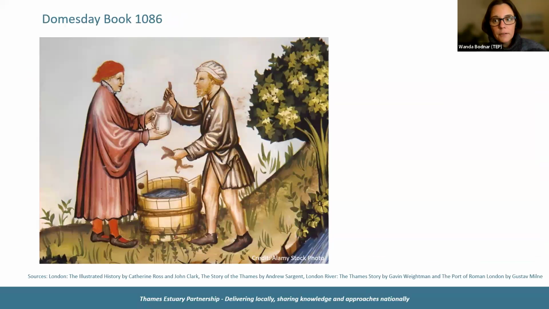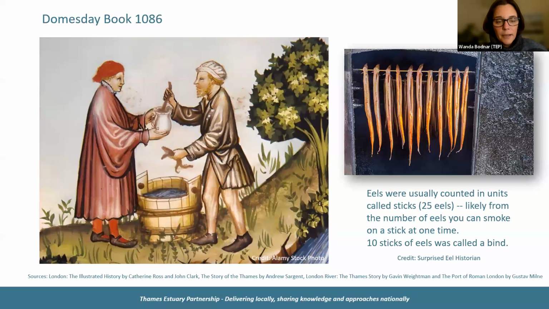Then enter William the Conqueror, the first Norman king of England, who ordered the collation of the Domesday Book. This book recorded the number of households, economic resources, who owned the land, the tax paid for by almost every settlement in England, and a form of payment were eels, especially by fisheries and mill owners. Evidence shows that rent was paid in more than 500,000 eels per year at the time. Eels were usually counted in units called sticks, and 10 sticks of eels was called a bind.